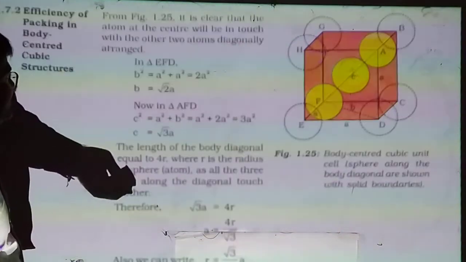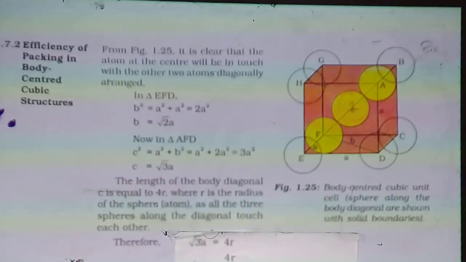Now the second one, BCC structure, body centered. Efficiency of packing in body centered cubic structure. From figure 1.25, it is clear that the atom at the center will be in touch with the other 2 atoms diagonally arranged.